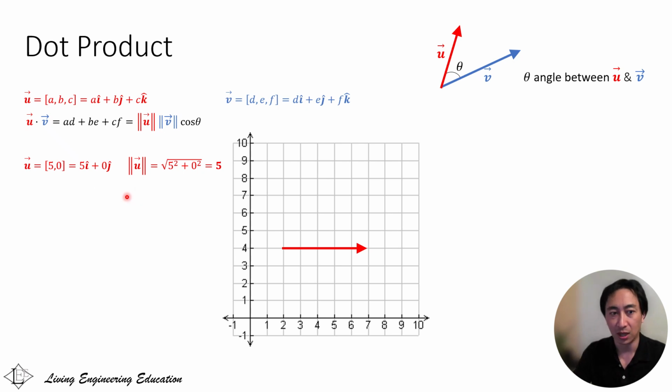Let me introduce a second vector that we can take a dot product of. My second vector, vector v, has a y component of 3 and no x component.